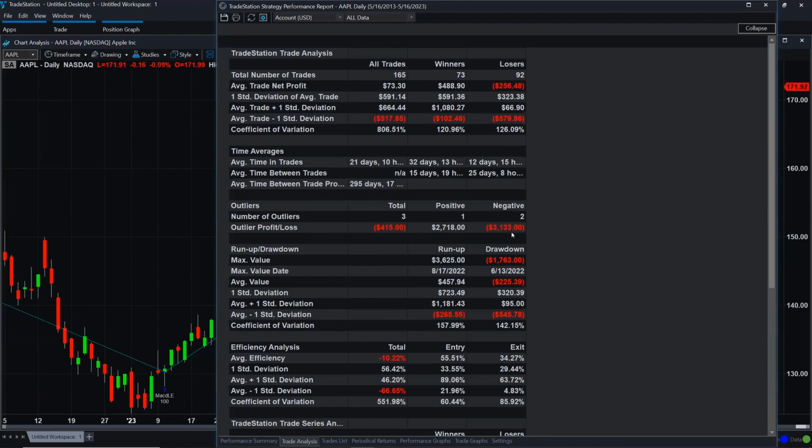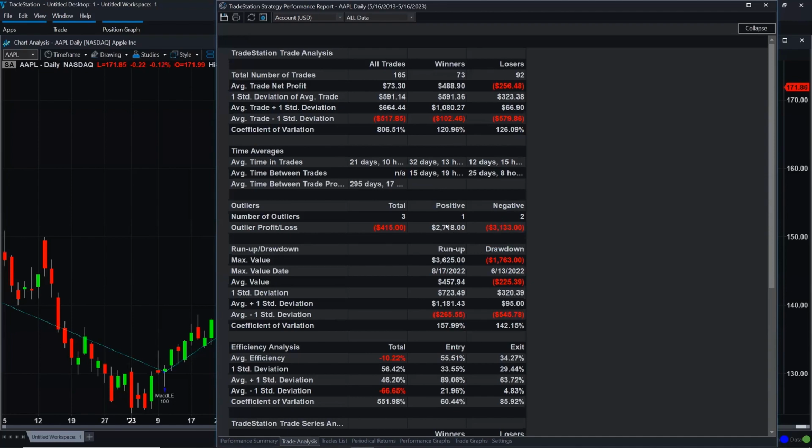3,133. It's a big loss, but it doesn't conform to the average. So that's why it's labeled them as outliers. When we do the calculation on the standard deviations, the variability of our net profit, these outliers are not included because they are extreme trades. They do not conform to 68% of the population of trades. Something to think about, you know?